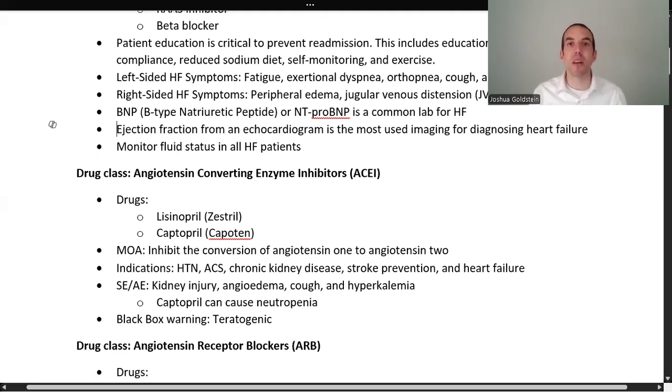We have to make sure they're compliant with their medication, that they follow a low sodium diet, that they're following any fluid restrictions that they have, that they're monitoring their disease, and that they're getting enough exercise.